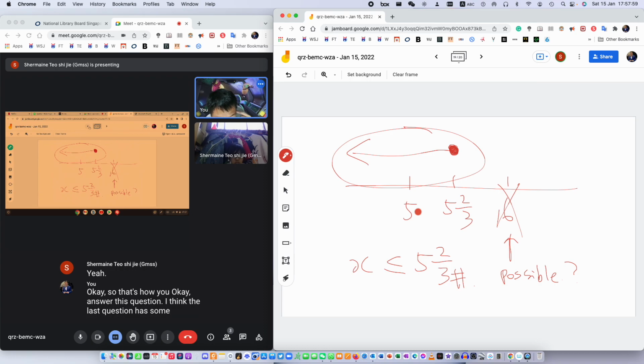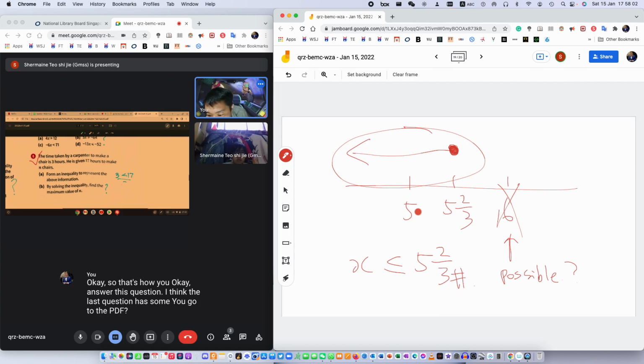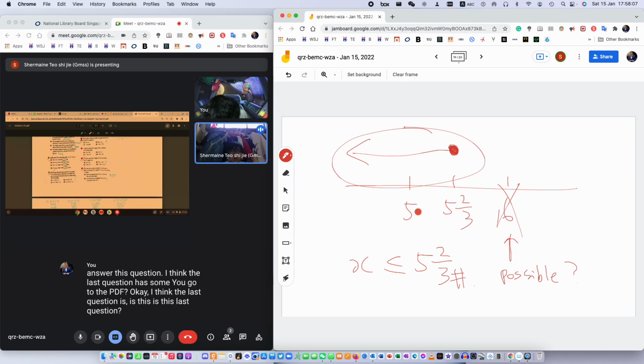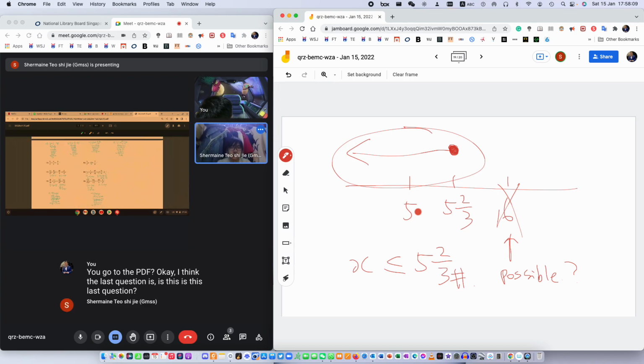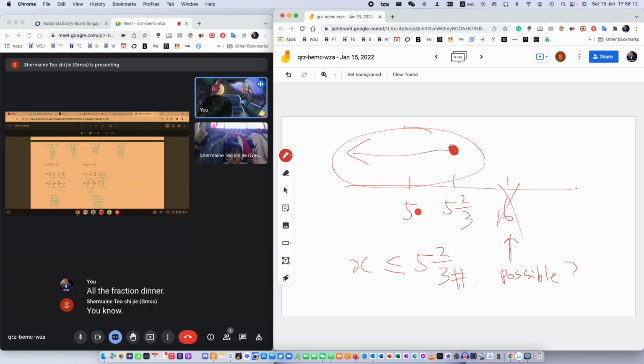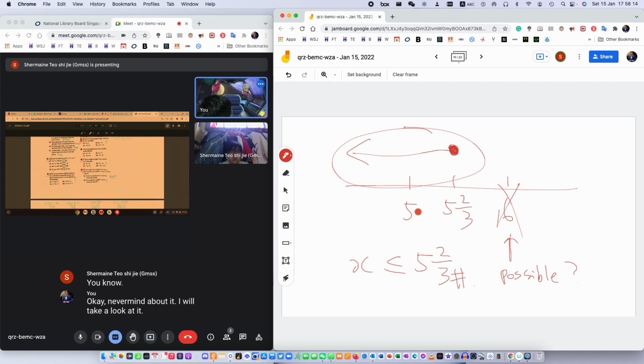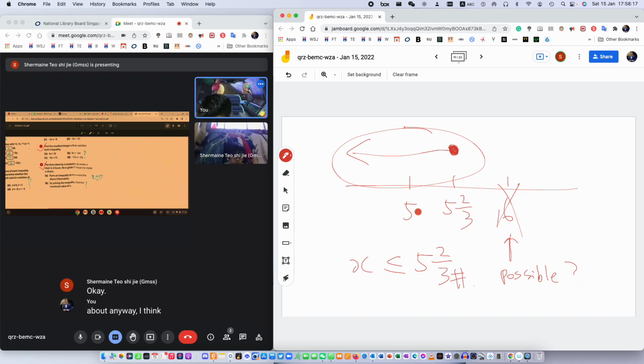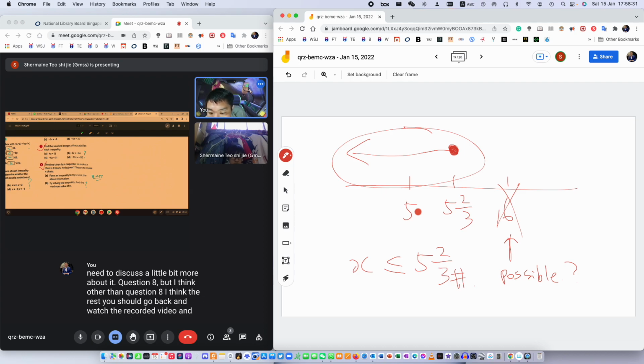Okay, you go to the PDF. I think the last question, is this the last question? There's the last page. Oh, the fraction thing. Okay, never mind about it. I will take a look at it. But anyway, I want to focus on inequality today. We still need to discuss a little bit more about question 8. But other than question 8, the rest you should go back and watch the recorded video, and you should know what to do, right?